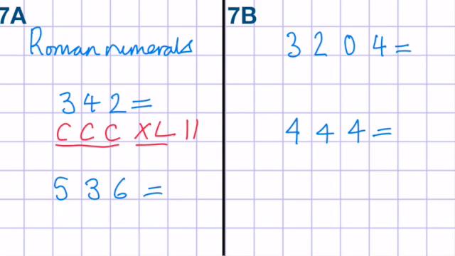So 536. 500 is D. 30 is XXX. And 6 is VI. 536.